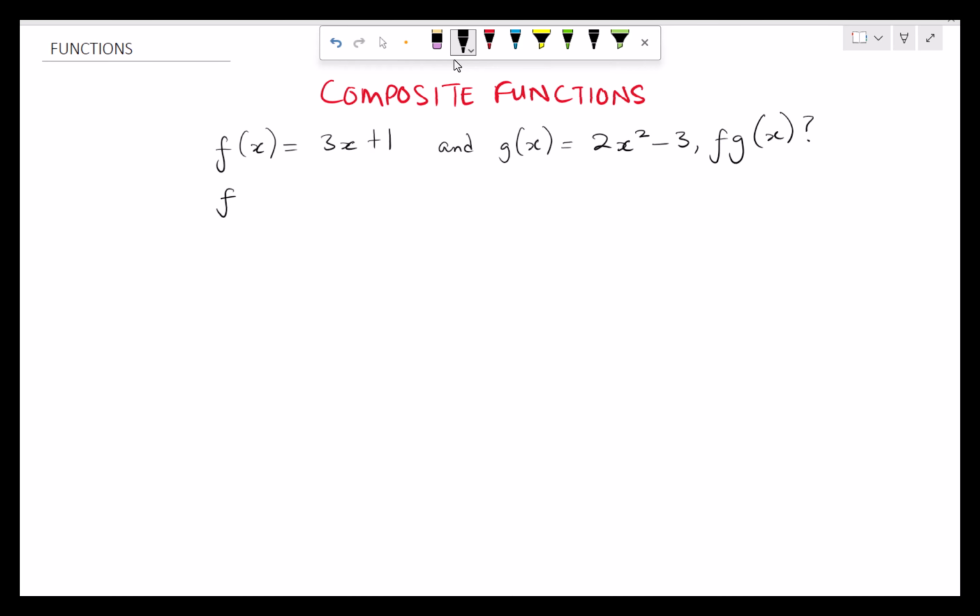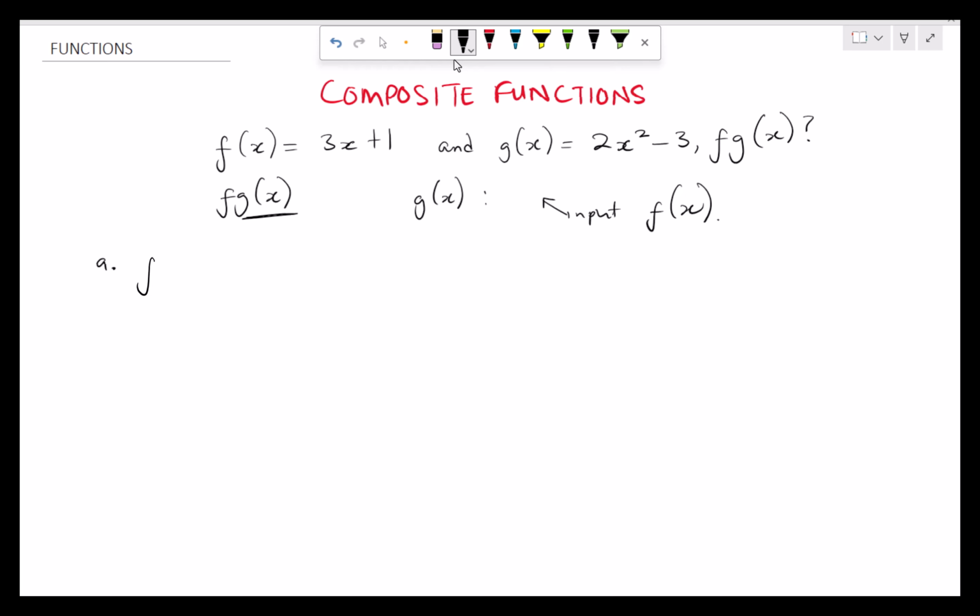So what this means is we're going to perform g first, which is g of x, and then f is going to be performed on the result of g. So whatever result of g of x that we're going to get is the one that we're going to use as the input value for the function of f. So let's do a quick example.